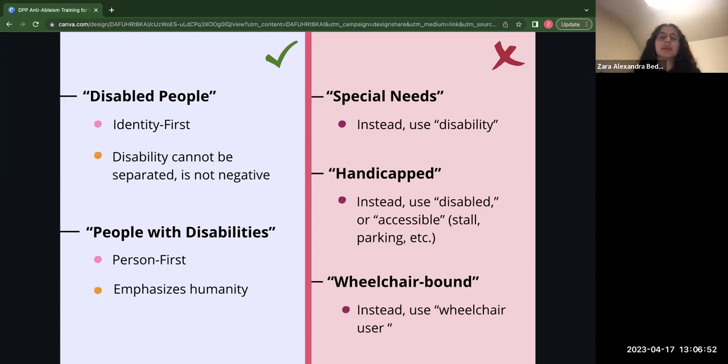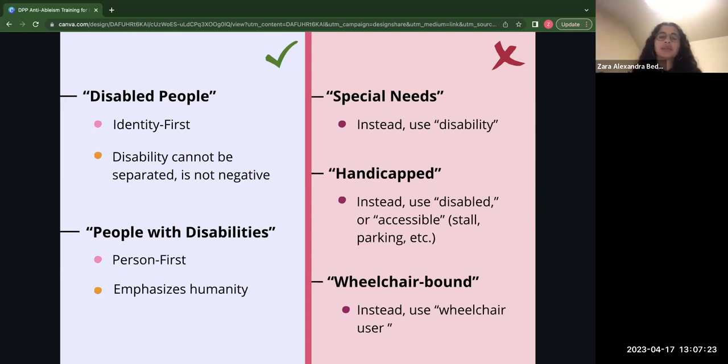The phrase disabled people emphasizes that disability is not separable from a person's identity, and also that disability is not negative. The phrase people with disabilities aims to show that people are more than their disability. This latter term is often used in higher education settings, but especially in recent years, disabled people is a phrase that has been in more frequent use. Younger generations have generally embraced the term disabled people, but older generations may prefer people with disabilities. If you want to know which term you should use, listen to the preference of those you're speaking to.